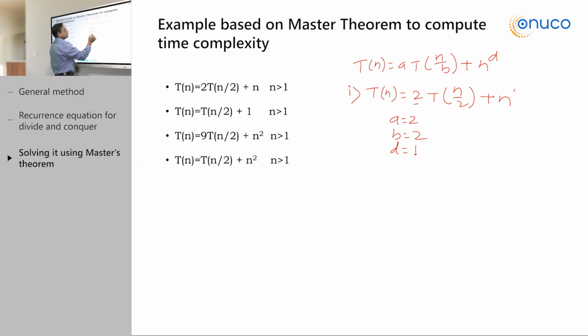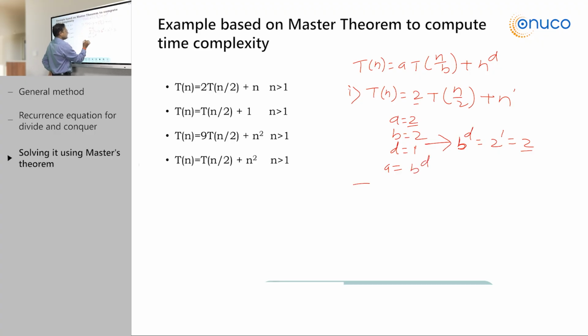Now we are going to compute B power D, right? What is B power D? B power D is nothing but B is 2, power 1 is 2. Now we are going to compare this: whether A is lesser than B power D, or A is greater than B power D, or A is equal to B power D. Hence, the time complexity will be T of n is equal to theta of n to the power D, D is 1, log n base 2.